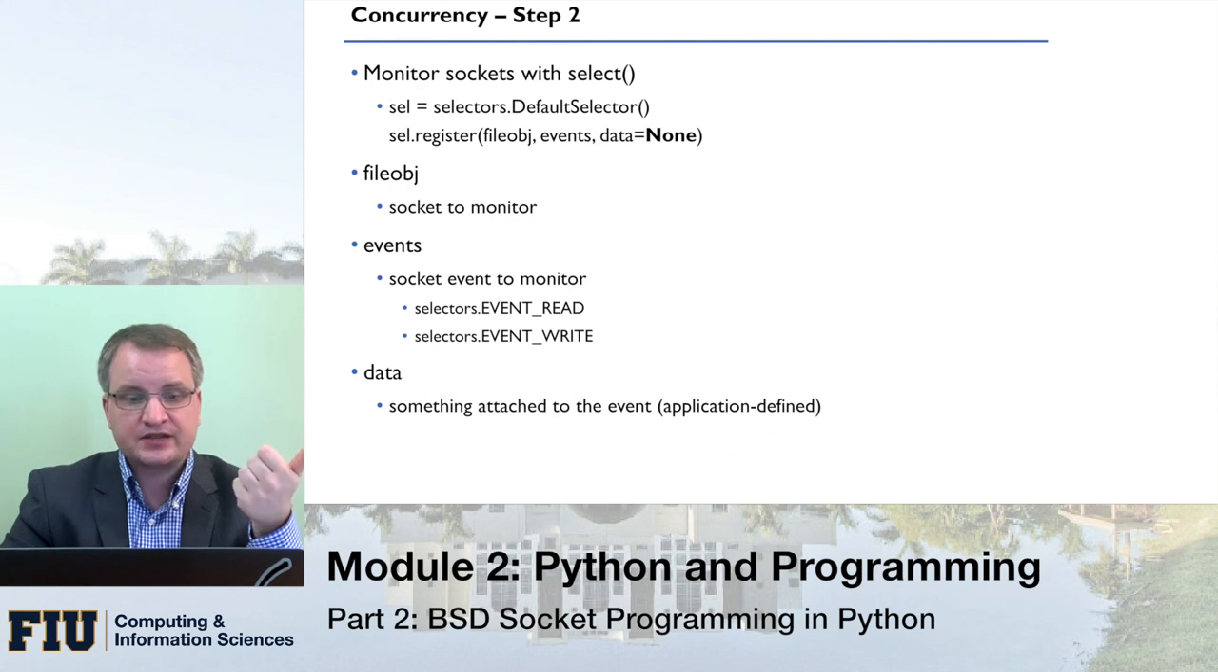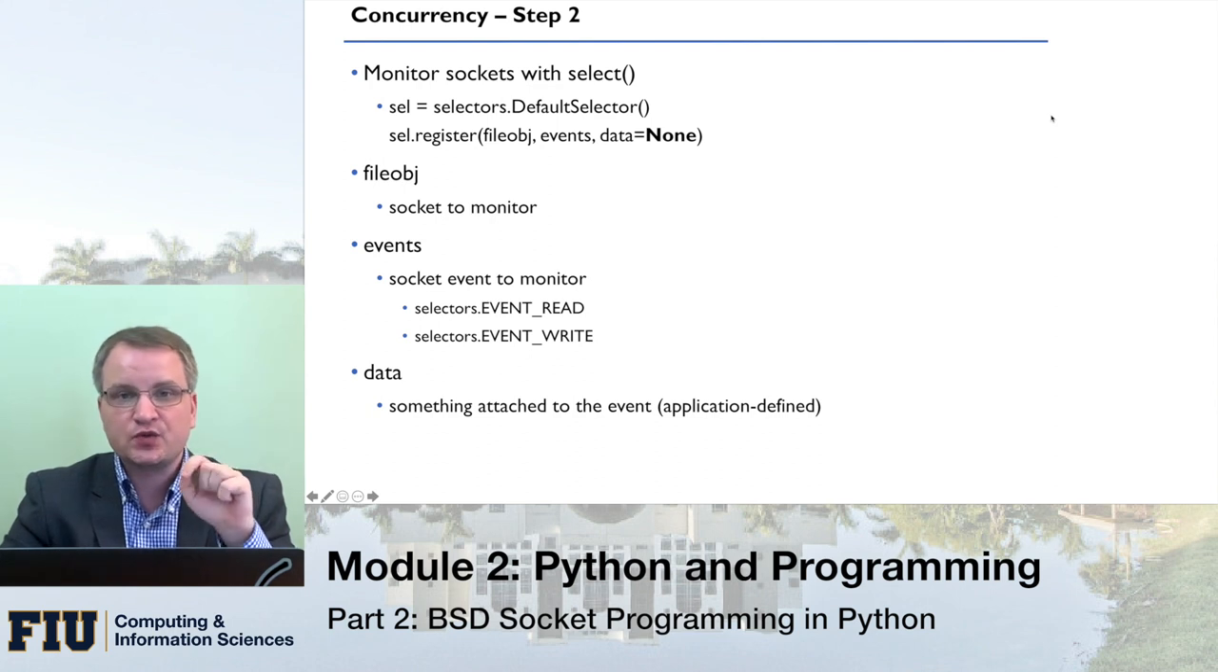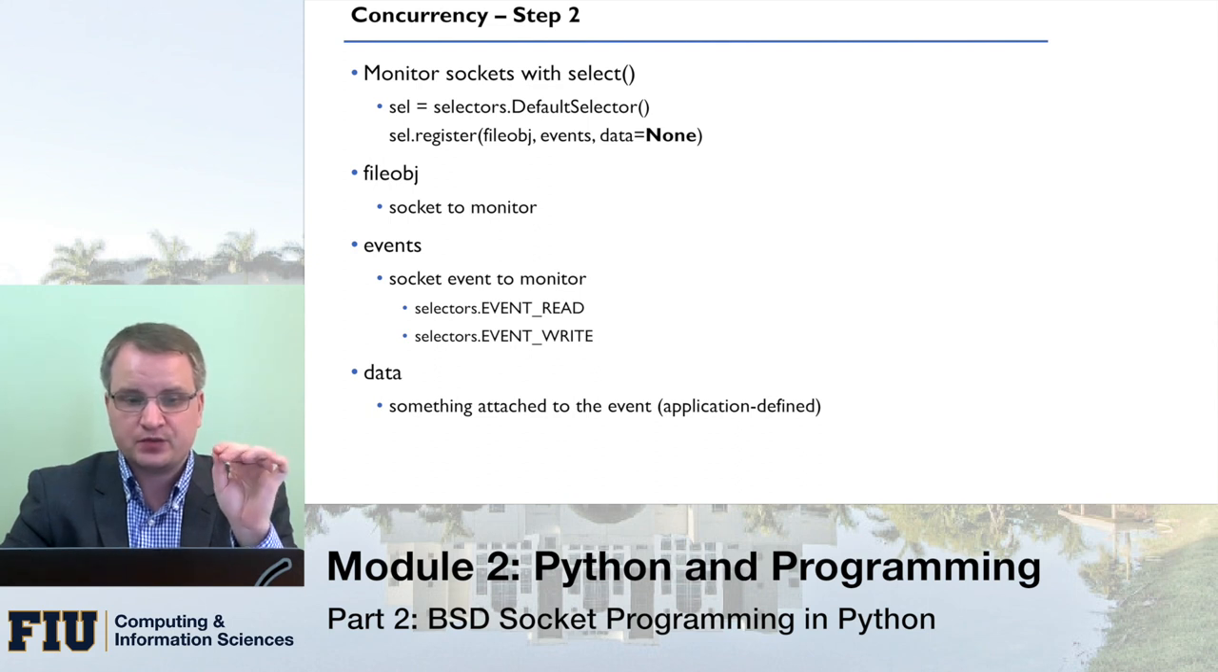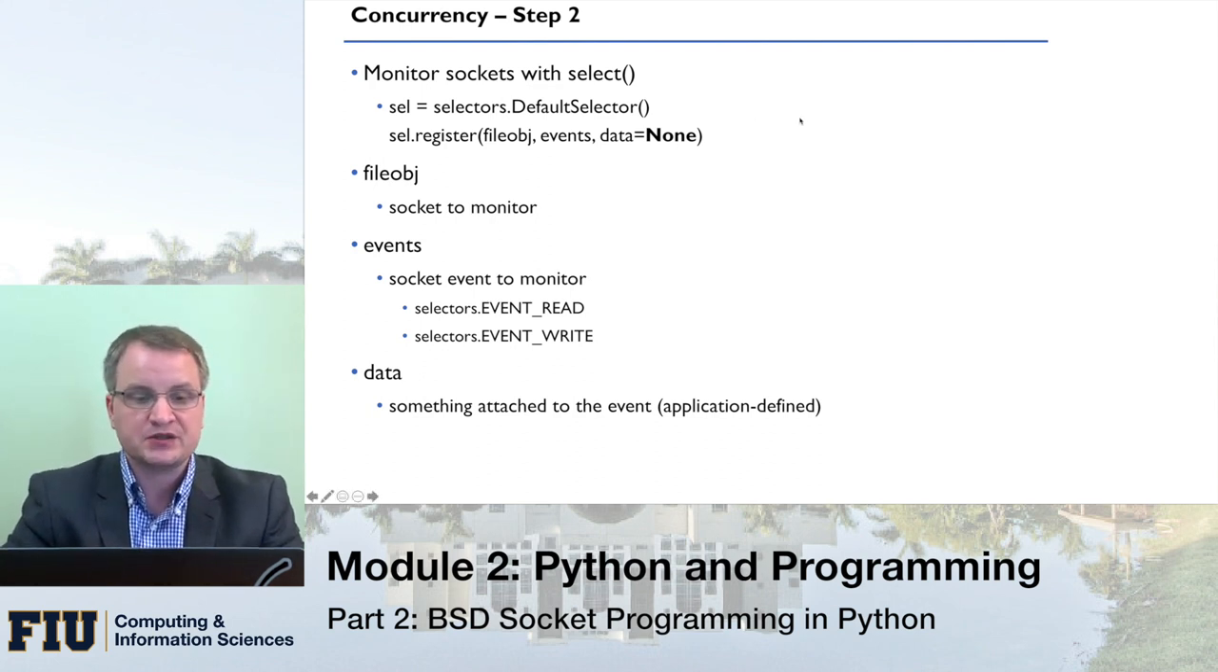So the second step, you better learn this one, copy-paste what exactly is happening, and explore the example a little bit more in detail, how things are happening. But it's very, very simple. So you create this magical selector, and the default selector will pick the most optimal one for your operating system, because, as I said, there are multiple implementations for different operating systems.